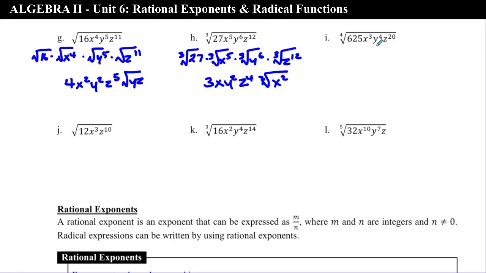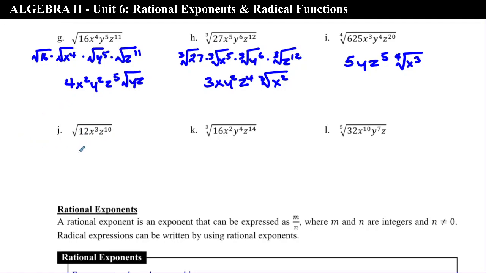All right, for I, the fourth root of 625 is 5. The x, we have 3 divided by 4. That does not divide evenly. So you're going to have the fourth root of x to the third left over, at least. And then we've got y. 4 divided by 4 is 1, so just y to the first. And then 20 divided by 4 is 5, so you have z to the fifth. And so you end up with 5y z to the fifth times the fourth root of x to the third.